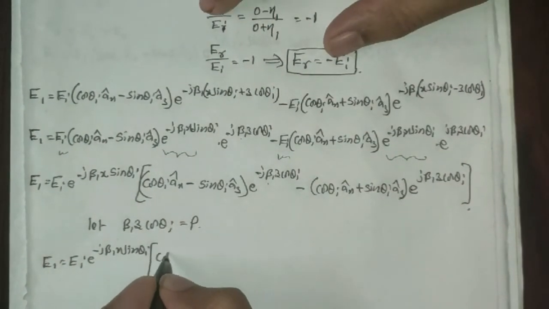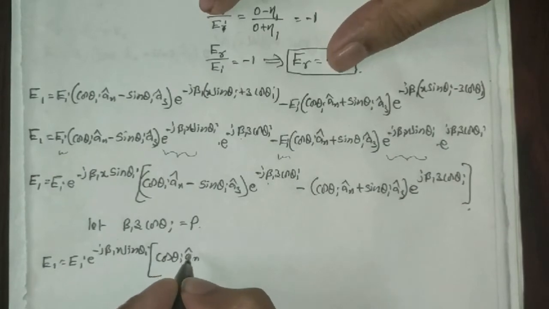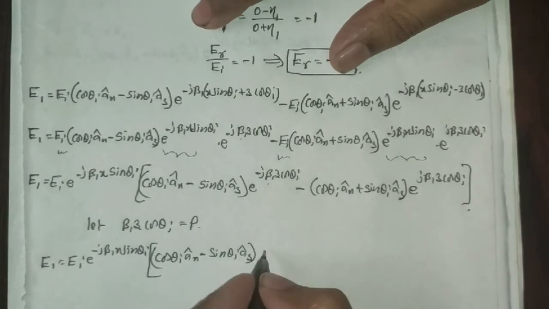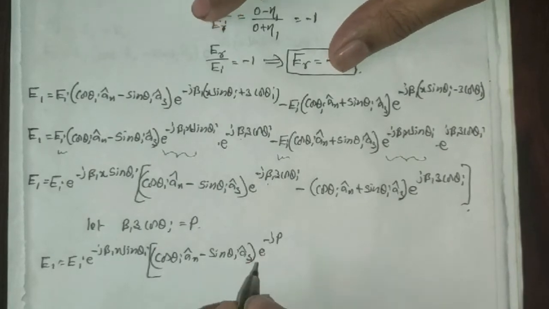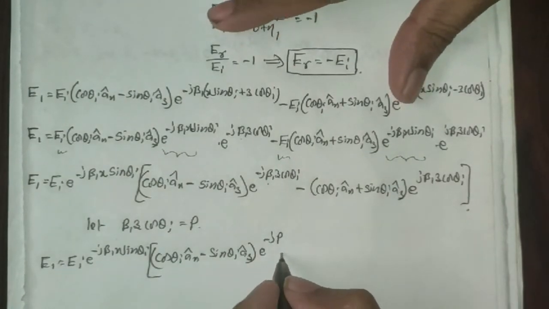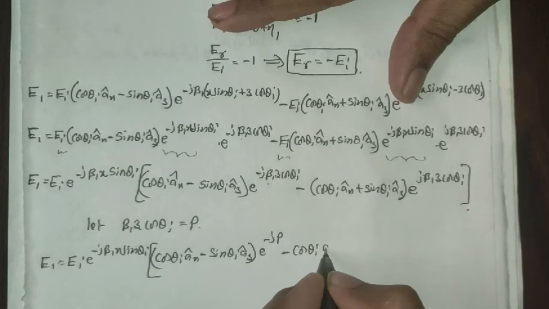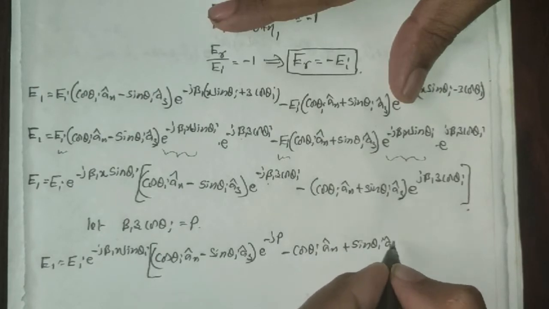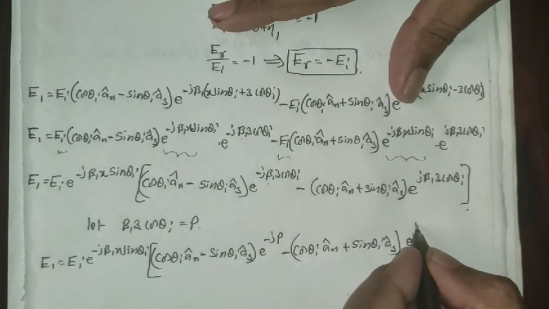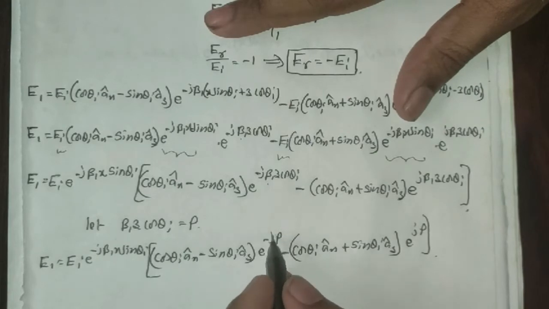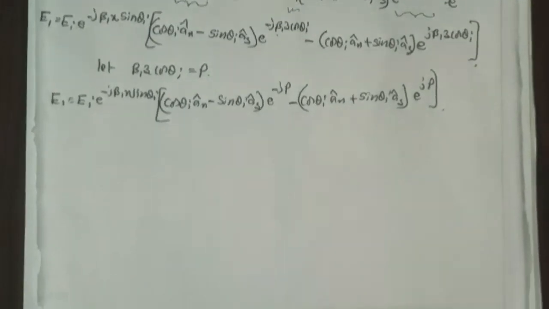So here this value becomes cos theta I into ax cap minus sin theta I into az cap, into e to the power of minus jp, since beta 1z into cos theta I is assumed to be p. Similarly, minus cos theta I into ax cap plus sin theta I into az cap, into e to the power of jp. Now as per Euler's representation, e power of minus j theta equals cos theta minus j sin theta. Now substitute here.